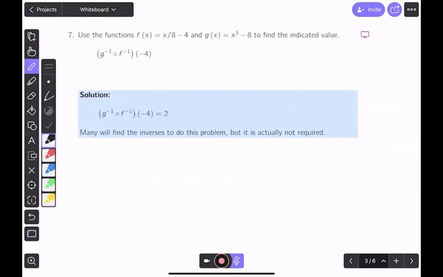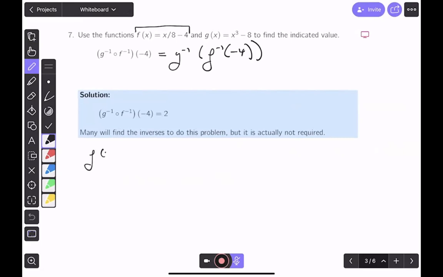And in my reading, I'm going to look at it, and I'm going to put down g inverse of f inverse evaluated at -4. Right? There are many ways to do the problem. Don't feel like there's only one way to do the problem. But I've got to find out f inverse of -4.